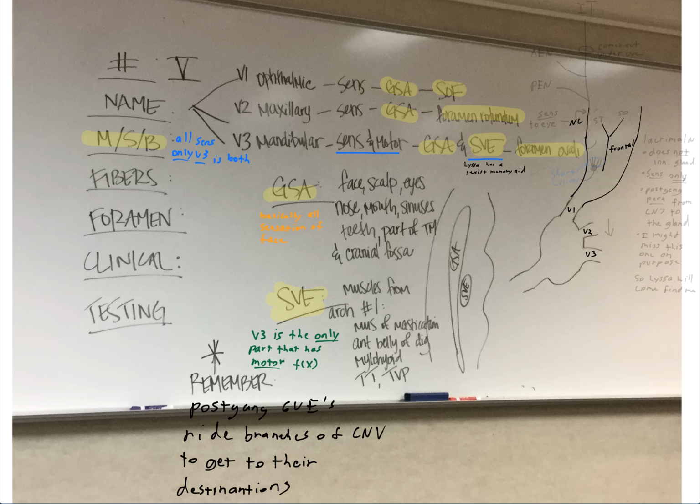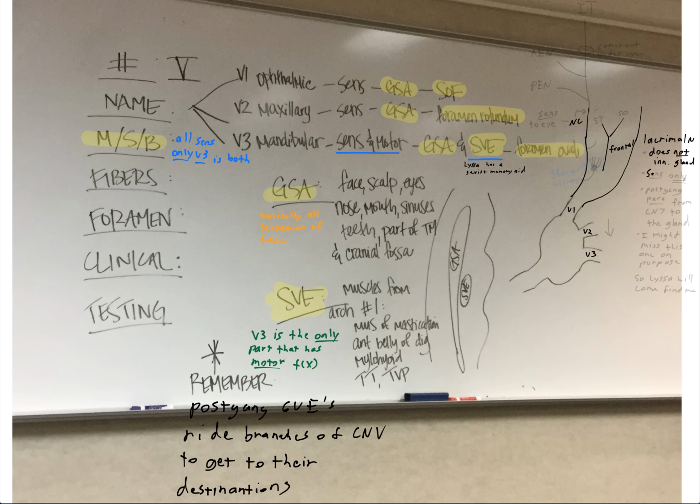It does not innervate the gland. It is just sensory. It is sensory from the gland. So if you have conjunctivitis and you've got an infection in your lacrimal gland and it hurts, V1 is telling you that. But because it's watering a whole lot, that has nothing to do with V1.